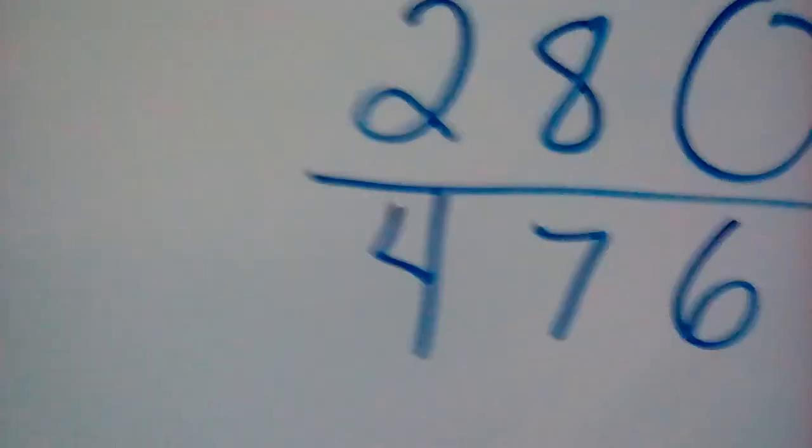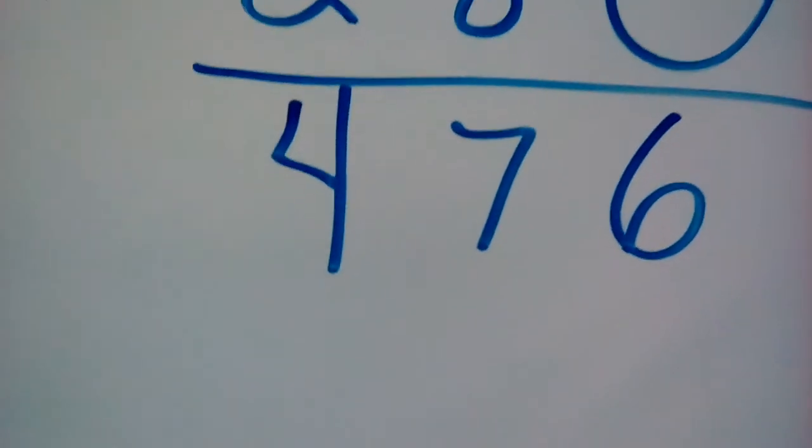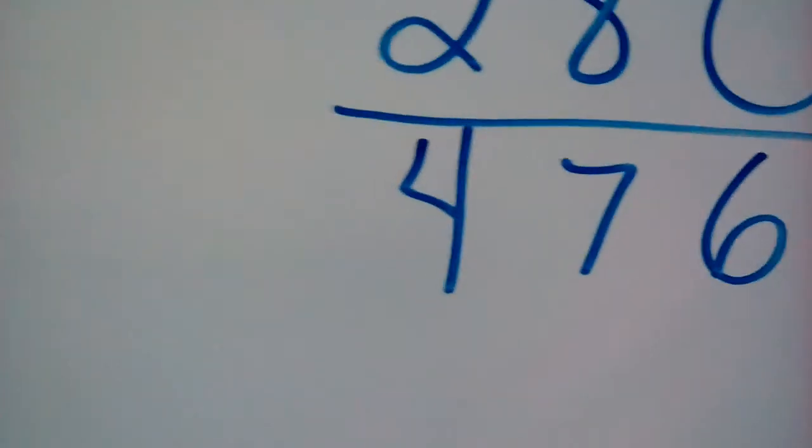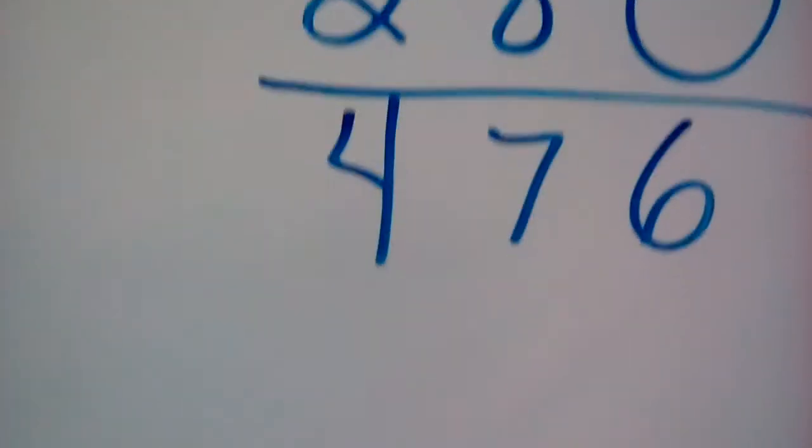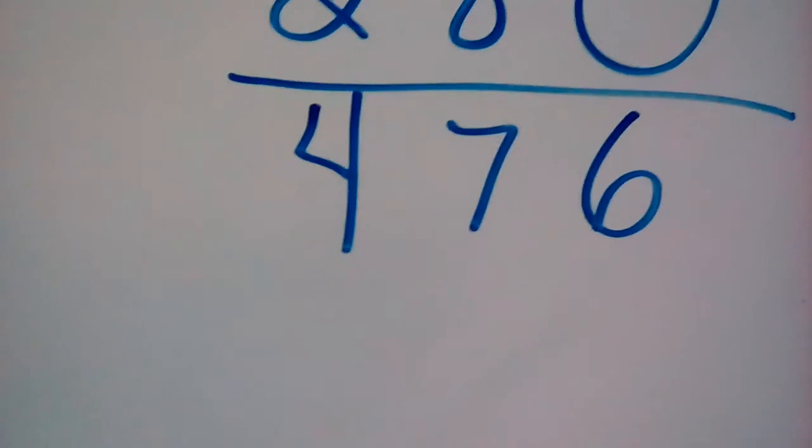But wait, 2.8 times 1.7 does not equal 476. That does not make any sense. That's 2 units right there plus 1 unit. Yeah, that's like saying 1 times 2. You're not going to get 476 from 1 times 2. Not going to happen. So what do I need to do?